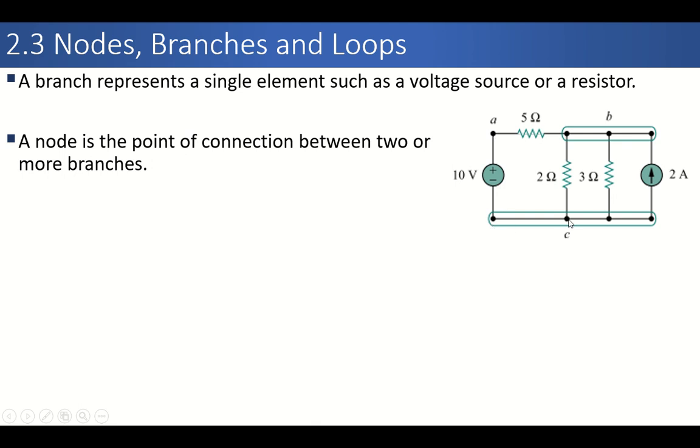Similarly, if we go from this point to this point, we can see that there is no element interconnected. So it means that this is the same node, and this is node C, so this is also node C. Similarly, if we go from this point to this point, we again see that there is no element interconnected, so it means that these two points are the same.